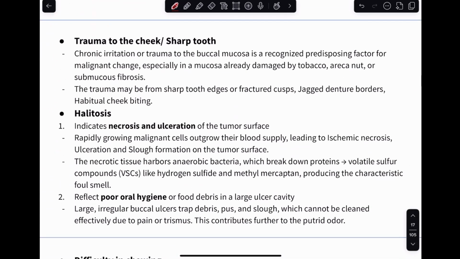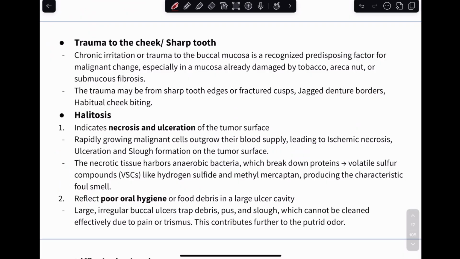Next, moving on, we have taken a history of trauma to the cheek or any sharp tooth. Now, what is the significance of this? If you have any trauma to the cheek from maybe biting it, or constant irritation by a sharp tooth, all of this constant chronic irritation can be a predisposing factor for malignant change, especially if the mucosa has already been exposed to tobacco, areca nut, or submucous fibrosis. So that is why we need to take the history, so as to find out what the causative factor is.